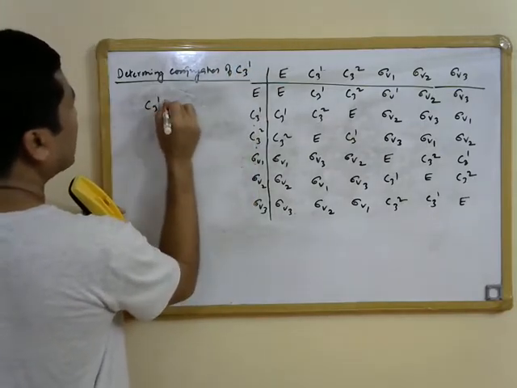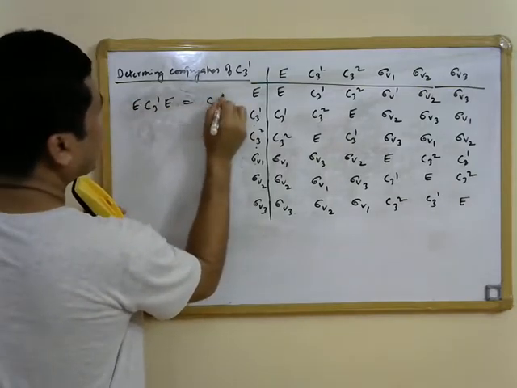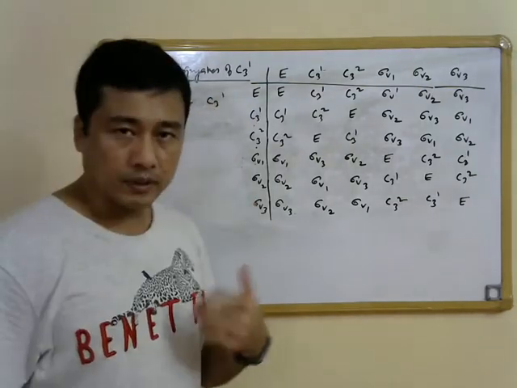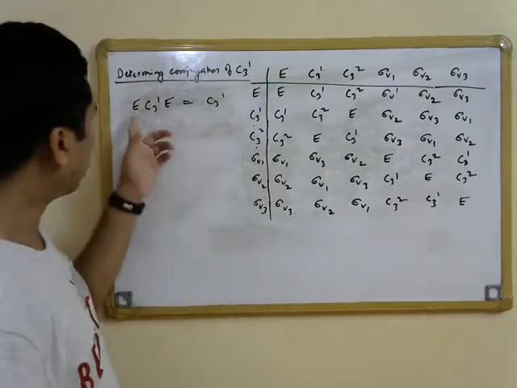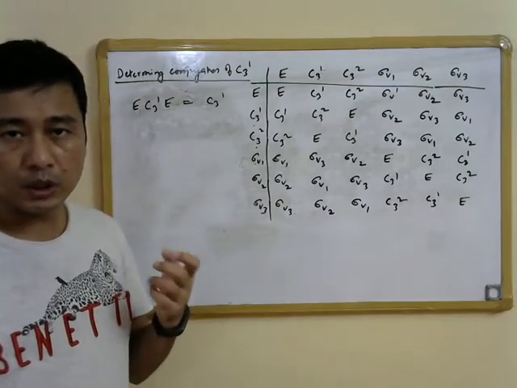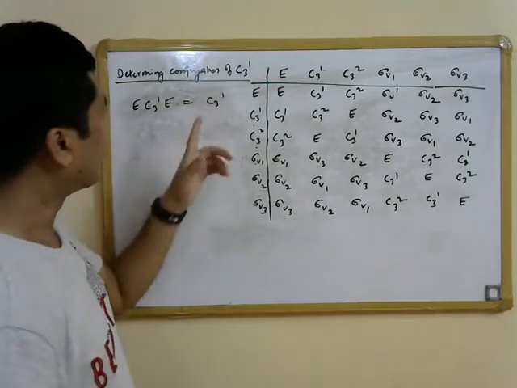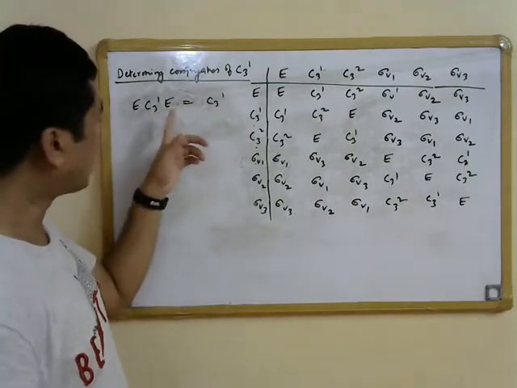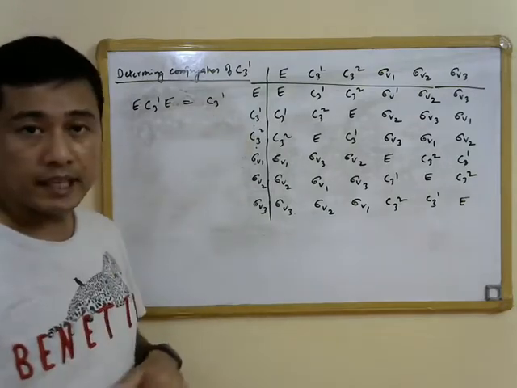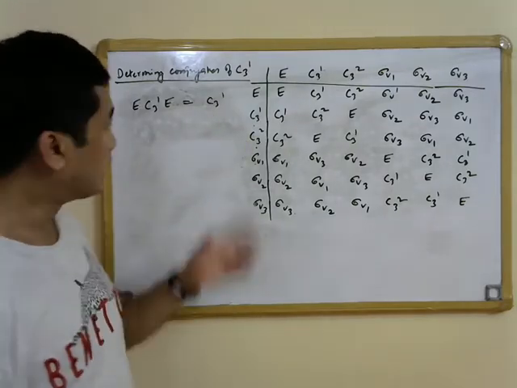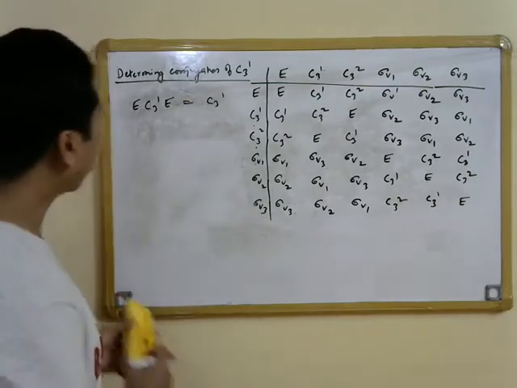So C31, let's take first element identity and its inverse. We will get the answer to be equal to C31. As we have said, every element is going to be its own conjugate. When we do the similarity transformation with such an element which commutes with this element, then we will get the same element as the answer, and that is how it is conjugate with itself.